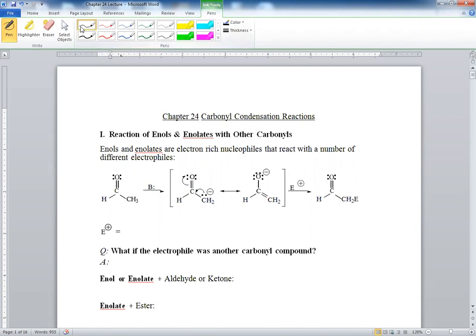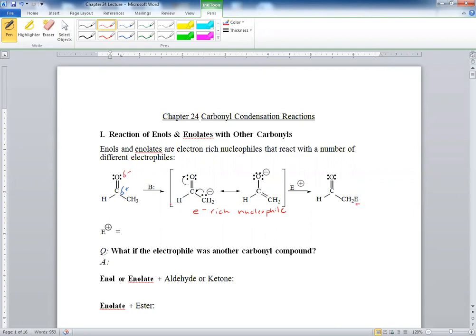So let's just get the colors here ready. So we know that this is delta plus, and this is delta minus. We know that if we have a base, it's going to deprotonate one of those H's, leaving a lone pair. Again, we have an electron-rich nucleophile. So in this case, you have an enolate. And you notice that the enolate as a nucleophile attacks the electrophile. Here it is added right there.